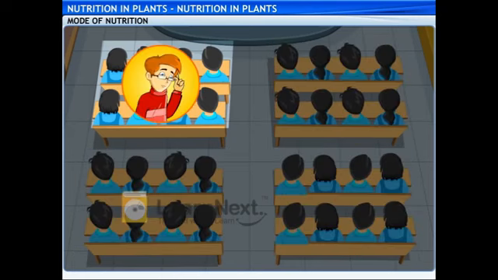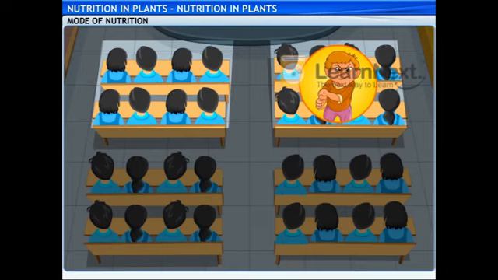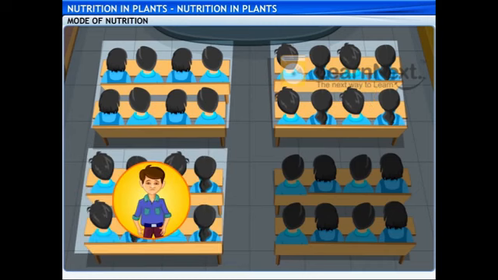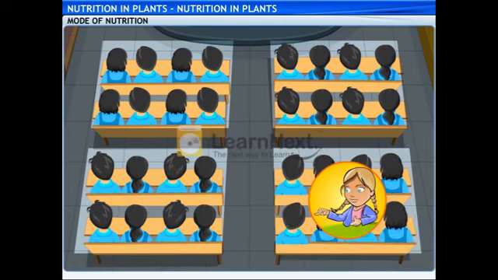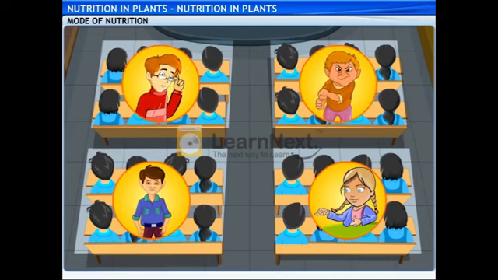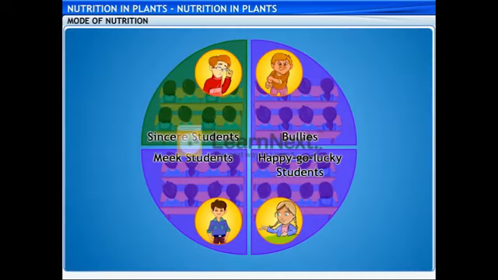The first group consisted of those who used to do their homework on their own. The second group consisted of bullies who used to snatch homework books from the kids in the first group. The third group consisted of those who used to copy homework from the kids in the first group. And the fourth group consisted of kids who used to get their homework done in exchange for favors. The mode of nutrition can be similarly divided into 4 distinct modes.